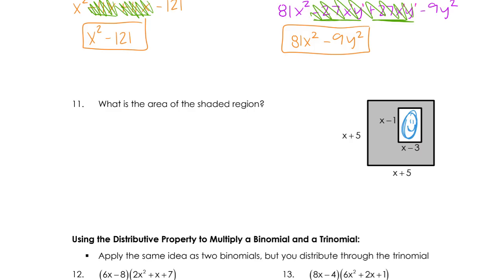Okay, so you're trying to find the area of the shaded region. So we have a big rectangle and then we have a little rectangle. So what we're trying to find is the area of the big rectangle with a hole missing out of it. So what we're going to do is we are basically going to take the big rectangle minus the small rectangle.